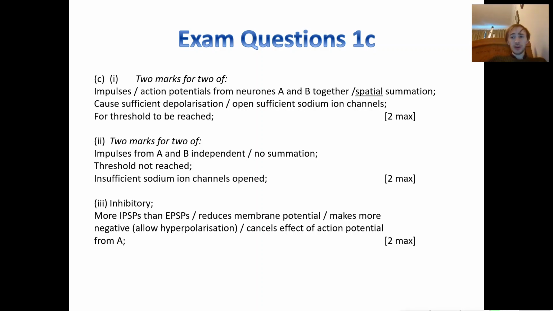And the threshold is also a key point. If you're not using the word threshold at this point, that's what the summation is getting us. It's getting us over the minus 55 millivolt threshold.